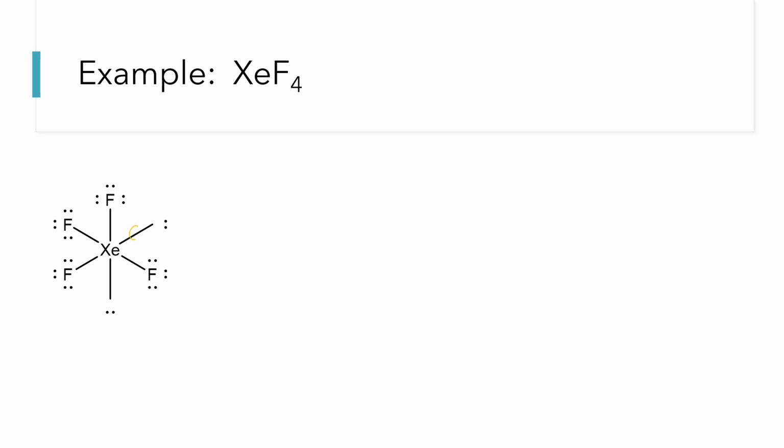So for this compound, the first thing I'd like to do is count the domains on our central xenon atom. And here's 1, 2, 3, 4, 5, 6. 6 domains, and of those 6 domains, 2 of them are lone pairs. So go back to the VSEPR chart, look for 6 domains, and look for what happens when 2 of those domains are lone pairs. Okay, with 6 domains, we're going to have octahedral structure, electron geometry.